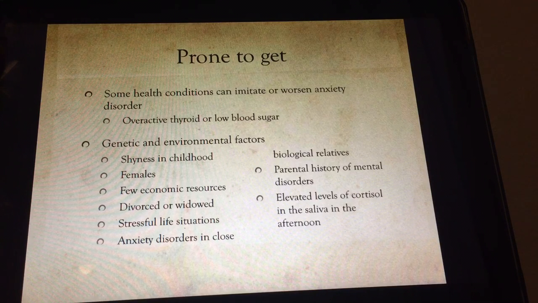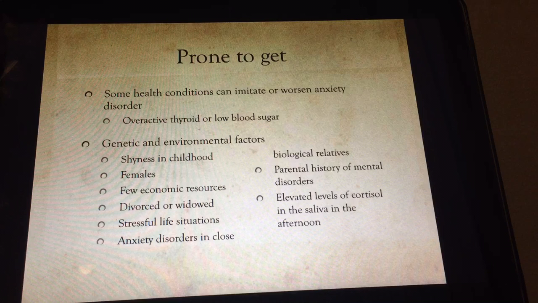So who's prone to get it? Really, it's completely across the board. People can get it just because. If you don't fall in one of these categories, you could still get it. This is just people who are more prone to get it.